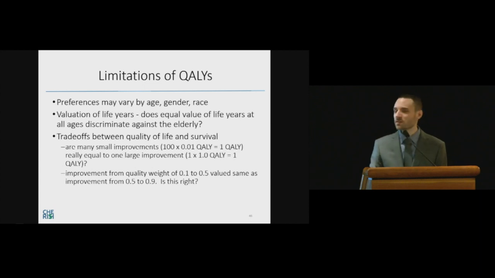Some additional limitations: preferences may vary by age, gender, race. Evaluation of life years, again, is not equal, and might discriminate slightly against the elderly. And there are trade-offs between quality of life and survival. Are many small improvements, for example, really equal to one large improvement? Mathematically, yes, but is that actually the case? Is an improvement from a quality weight of 0.1 to 0.5 really carrying the same weight as an improvement from 0.5 to 0.9? So that's the whole diminishing marginal utility argument.